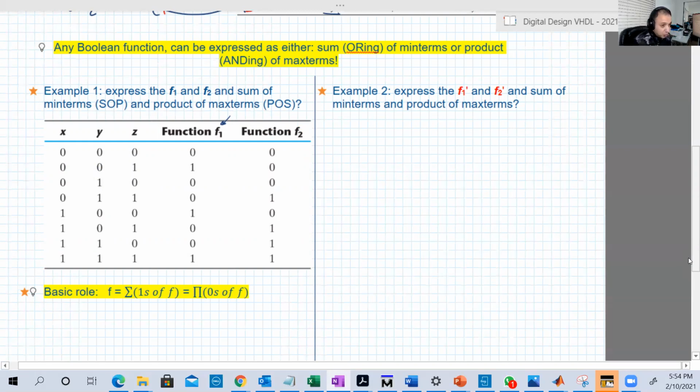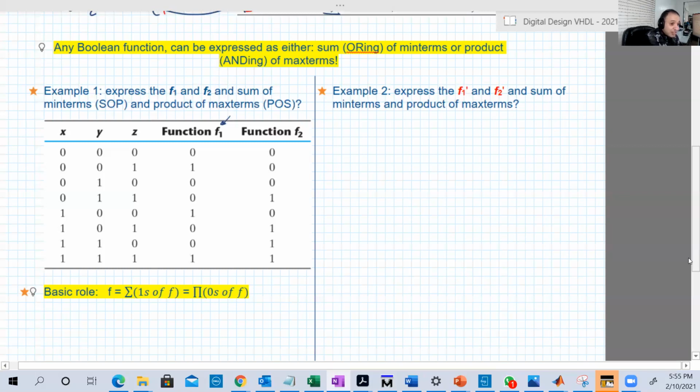Okay, so the basic rules that we're going to follow here: for sum of minterms, we look at the locations of the ones of the function, then we add just the corresponding minterms together. So that will be sum of minterms, sum of products. Or we look at the zeros, and remember, a maxterm will be zero at only one combination and one otherwise. So we look at the zeros and we multiply them together, then this will be a product of sums or product of maxterms.